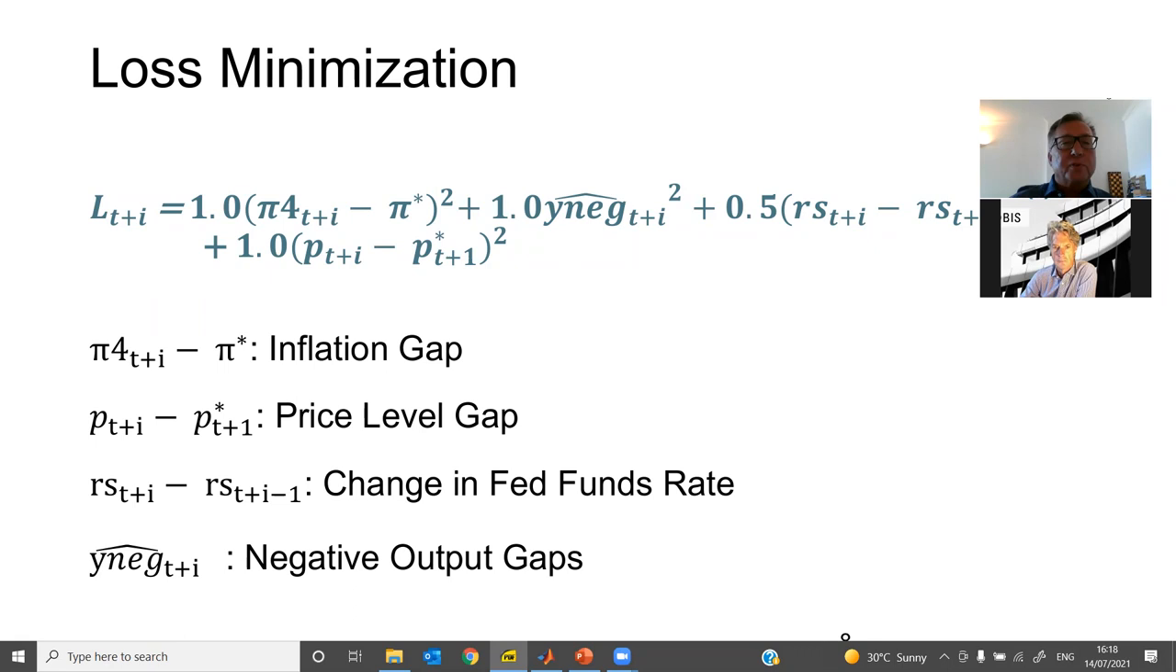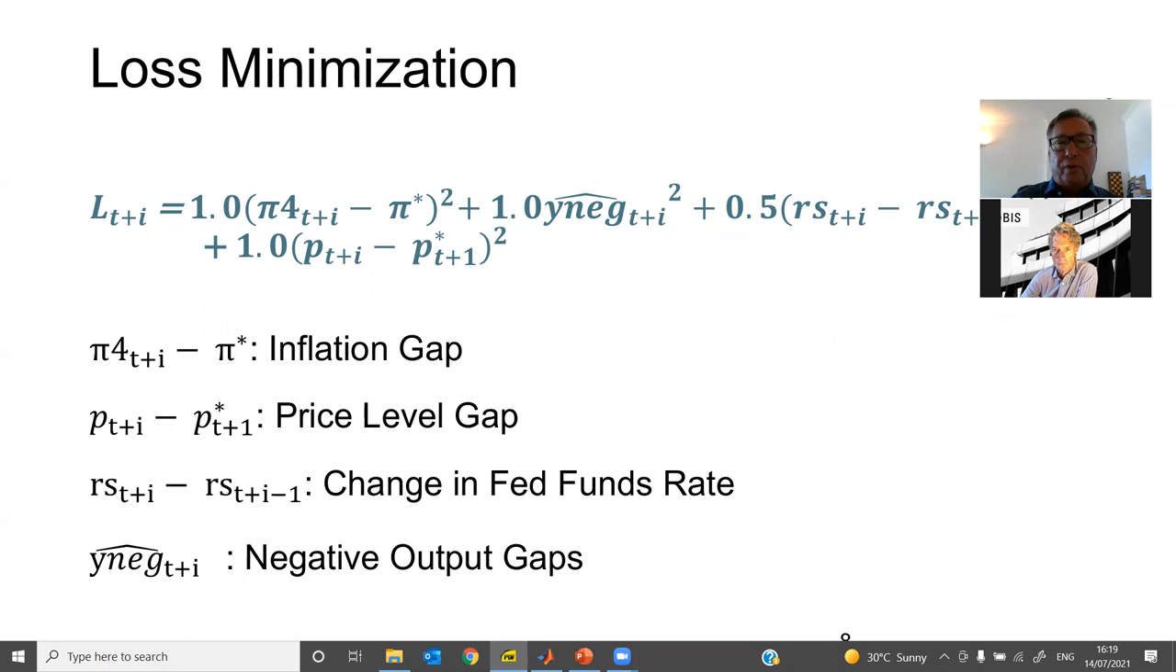And then there's this price level gap. And for this thing right here, I want you to completely ignore it because it would bring in technical mumbo jumbo like price level targeting and average inflation targeting. And rather than get into that stuff, I just want to ignore it until I get to the scenarios. And then I'll show you what I'm using this price level gap thing for in terms of producing scenarios that I think have a nice path for the Fed funds rate, conditional, of course, on all the other assumptions that go into the scenario and so on.